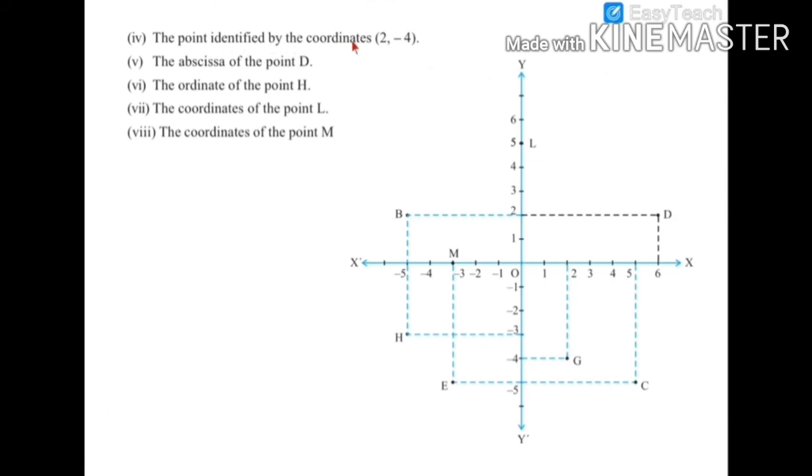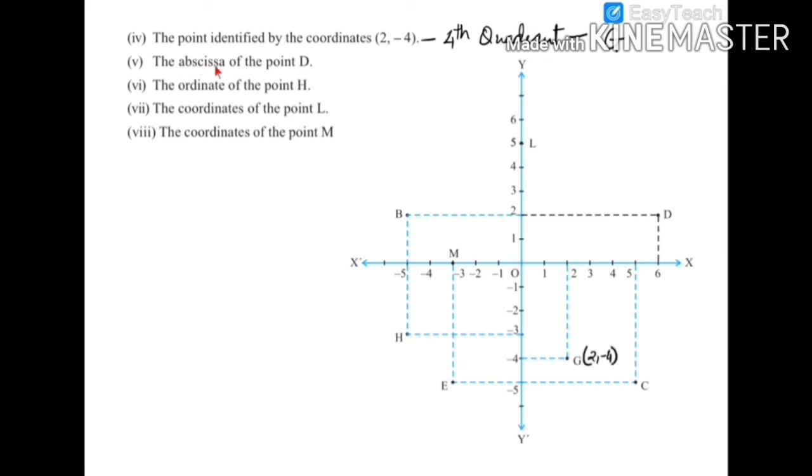Fourth part, identify the point that has coordinates 2, -4. Looking at the signs, you can say in which quadrant this point is. Positive x-axis and negative y-axis, so it will be in the 4th quadrant. Now there are 2 points in this quadrant. The x coordinate of this point is 2 units from the y-axis. So G is 2 units from the y-axis, and it is -4 units from the x-axis along the negative y-axis. So this point is G.